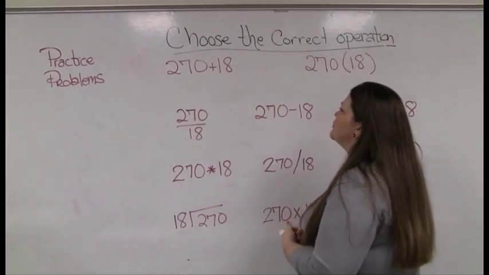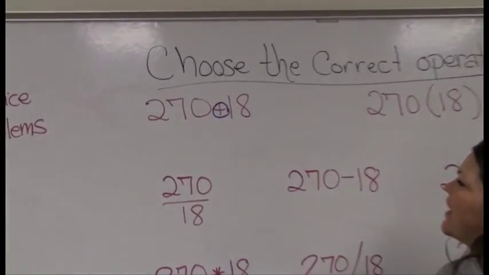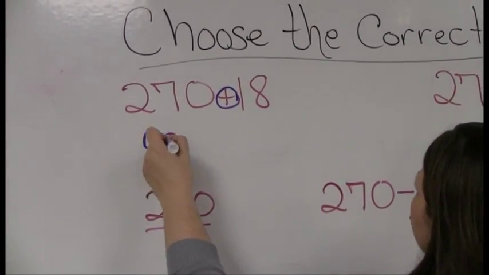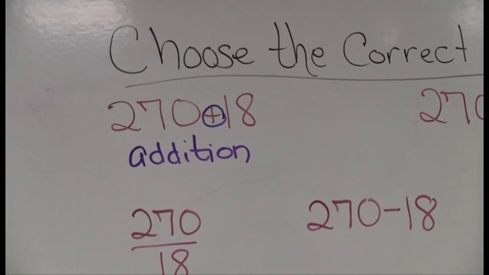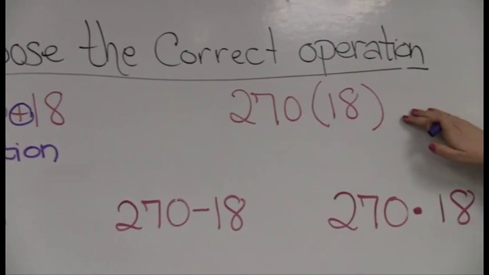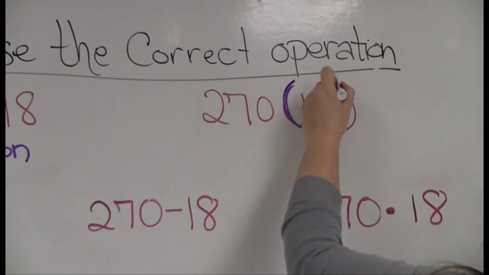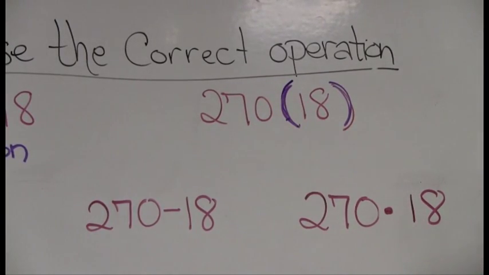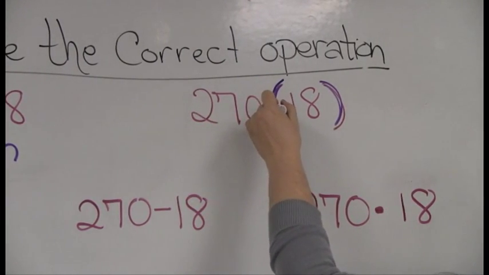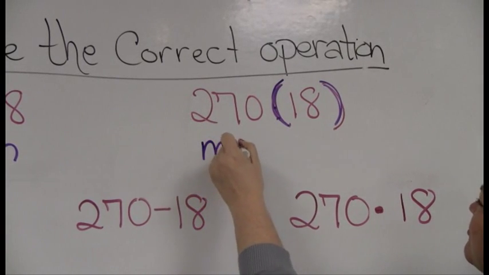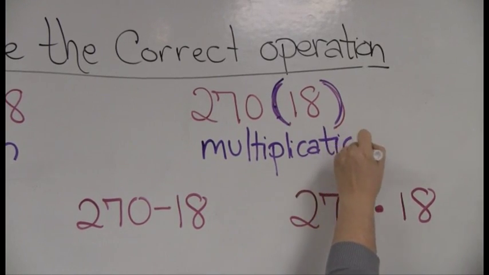Okay, so guys, just based on this symbol here, there's my little plus sign. So what operation am I asking you to do? I'm asking you to do addition. That says 270 plus 18. Great. Now, one of our new symbols that we had learned y'all might not be familiar with. We said when two numbers were shoved up next to each other with only a parentheses in between them, I was asking you to multiply. And so this says 270 times 18, and the correct operation is multiplication.